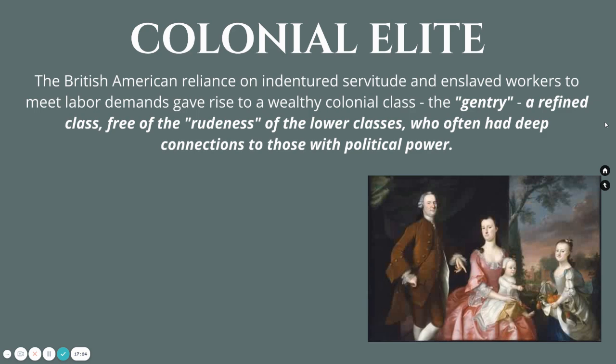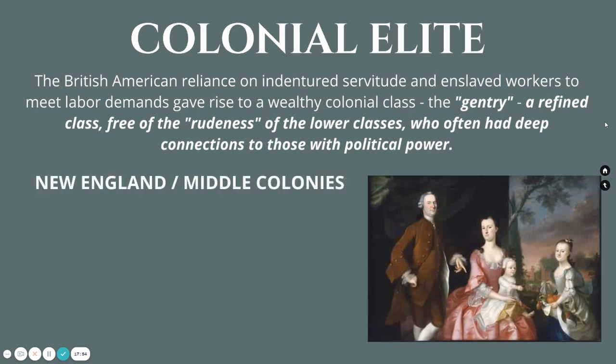And the gentry here, as I define it here, the gentry is really this refined class of individuals. They're meant to be sophisticated, aristocratic, whereas I read here, free of the quote rudeness, end quote, of the lower classes, who often had deep connections to those with political power. So this is where we are finding our George Washingtons of the day, our John Hancocks, our Thomas Jeffersons, right? The gentry, the colonial elite, those with power.